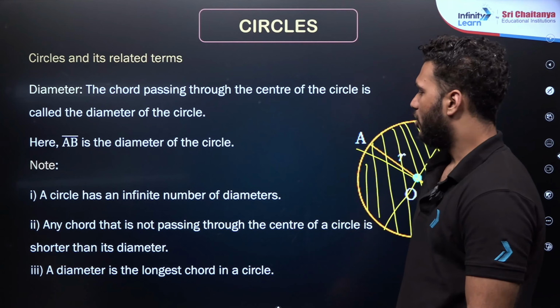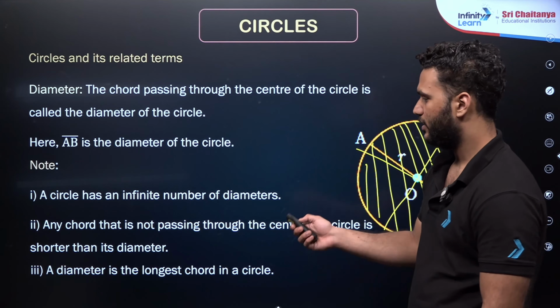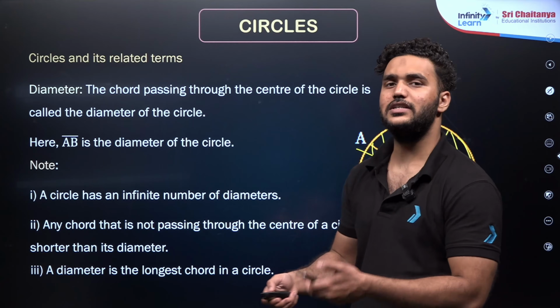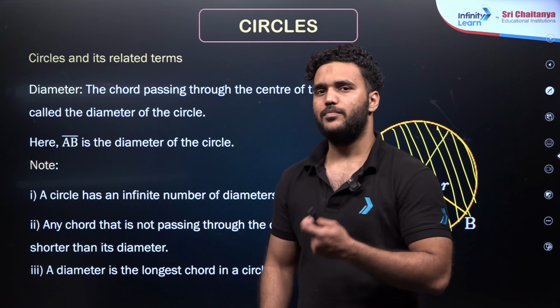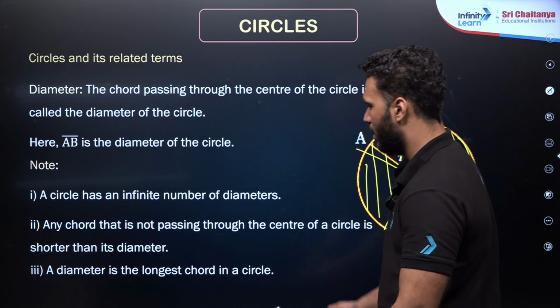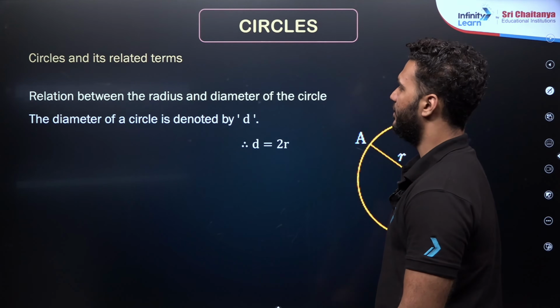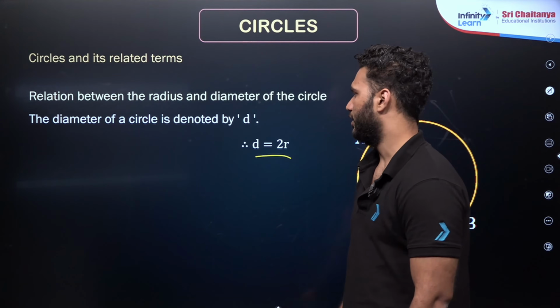Any chord that is not passing through the center of a circle is shorter than its diameter. As I told you, the diameter is the longest chord. So if you pick another chord, that chord must be less than the diameter. A diameter is the longest chord. Next, the relationship between radius and diameter, we have already talked about it. The diameter is just double the radius.